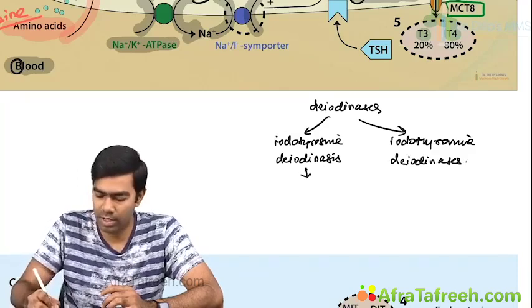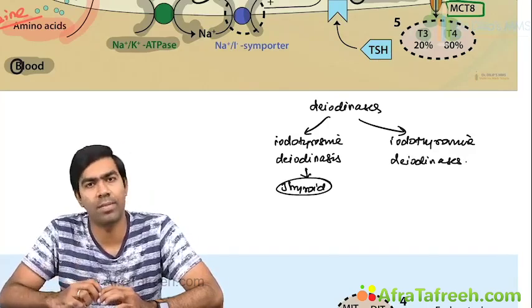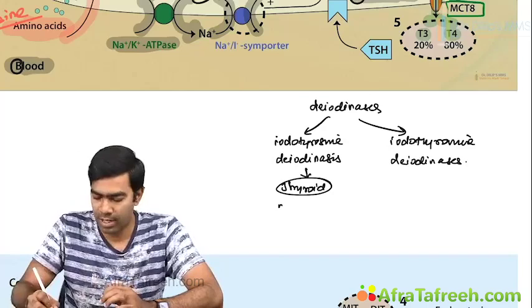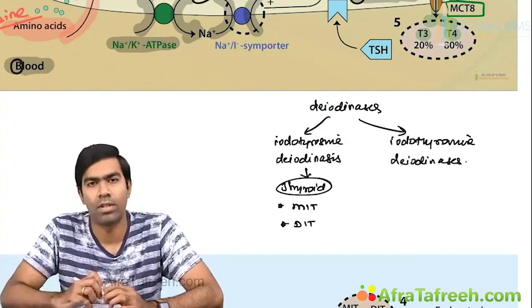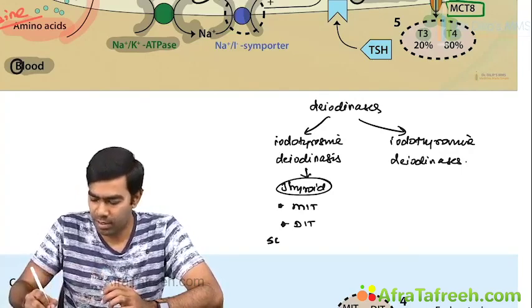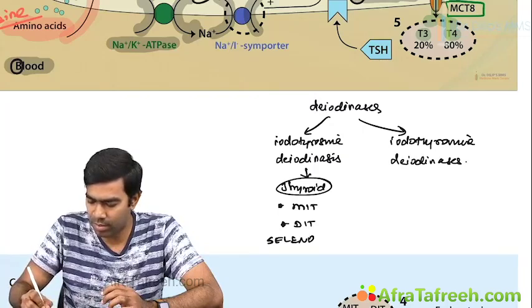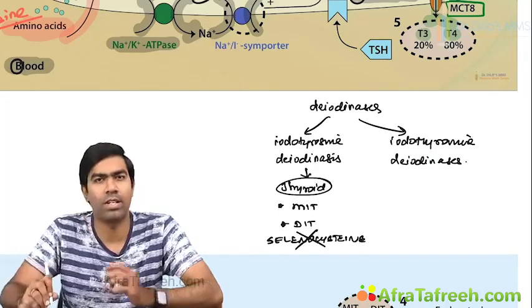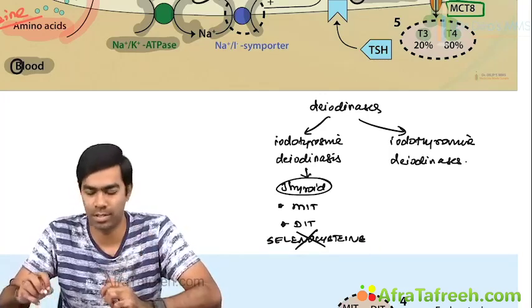Remember, this iodotyrosine deiodinase is predominantly present in the thyroid gland itself, in the thyroid epithelial cells, where their targets are going to be MIT and DIT. Clear? At the same time, this does not use selenium and the 21st amino acid called selenocysteine. Selenocysteine is not important for the action of these iodotyrosine deiodinases.